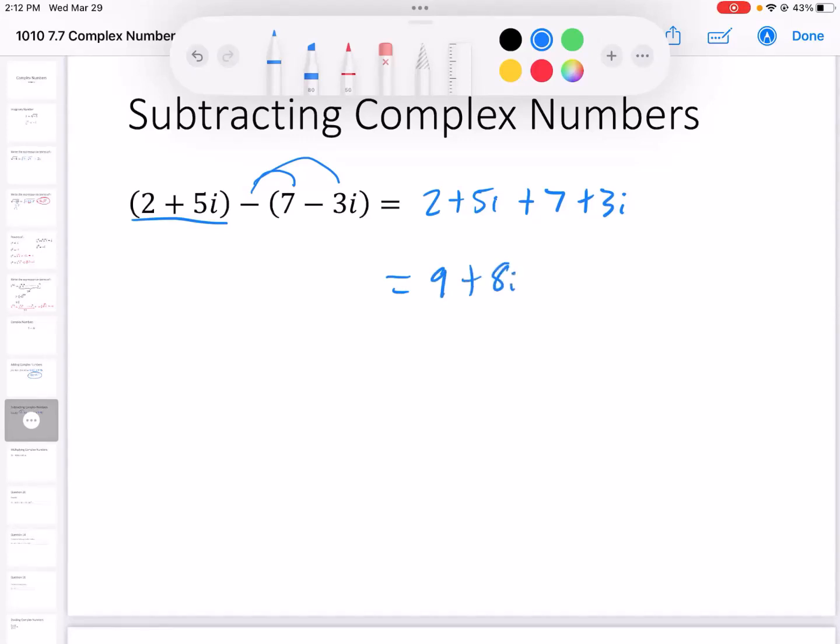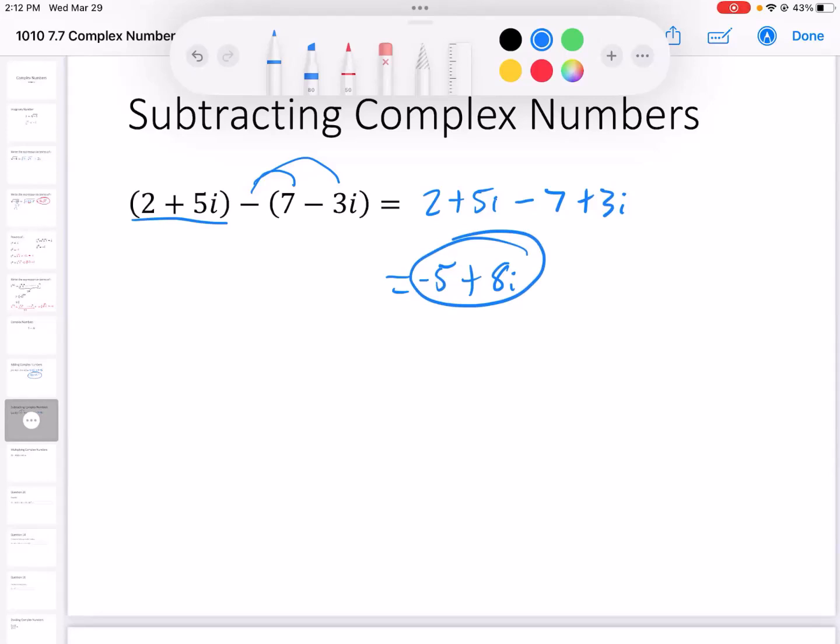Why would you get a positive 7? Oh, you guys are right. Thank you for catching that. Yes, I did that too fast. It should be a -7 because you're distributing a negative to a positive 7. And so that would change this, and this would be -5 plus 8i.